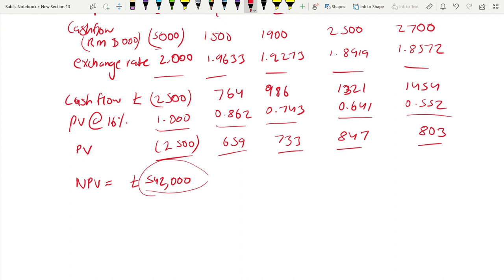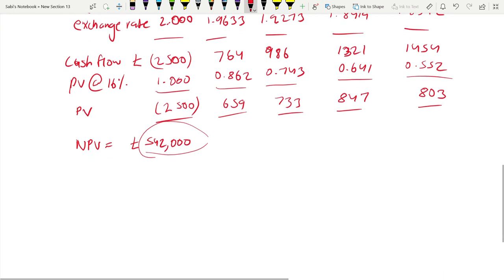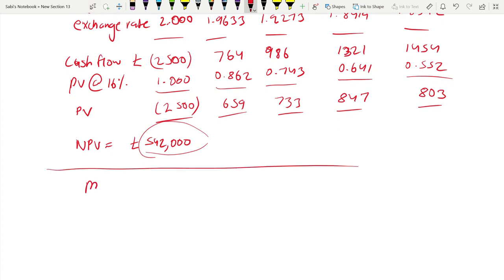What do you need to do? You just need to convert the VAC. The 16% VAC you cannot use, so that you need to find out. Discount rate, so how will you change the discount rate? Using what? Same, using IRP. Okay, method 2.